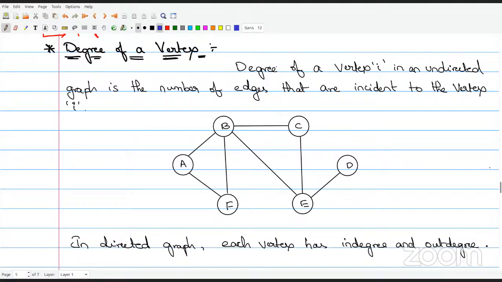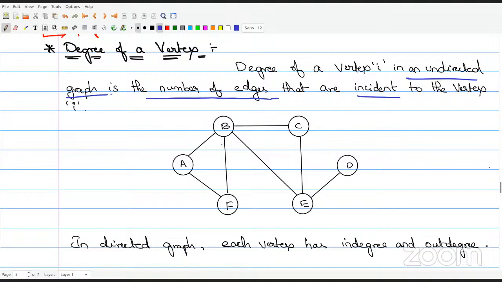What degree means is the number of edges that are connected or incident to the vertex I. So the degree of a vertex I in an undirected graph is the number of edges that are incident to vertex I. You have to count the number of edges that are incident or connected to that vertex. That's it. That is the degree of the vertex.